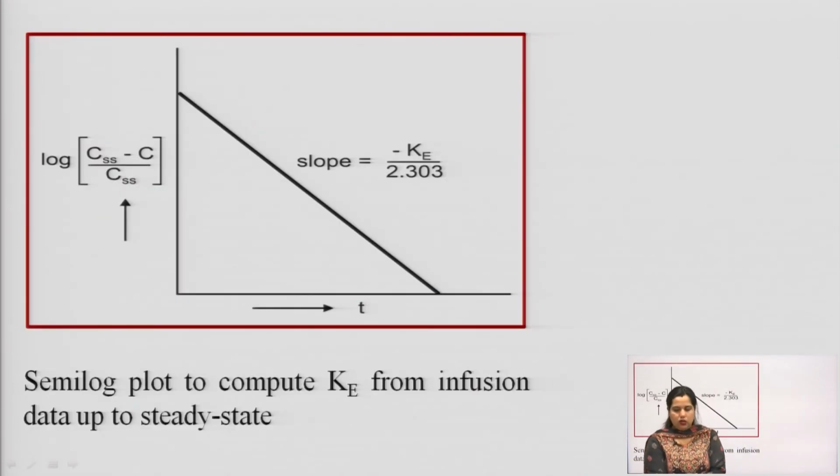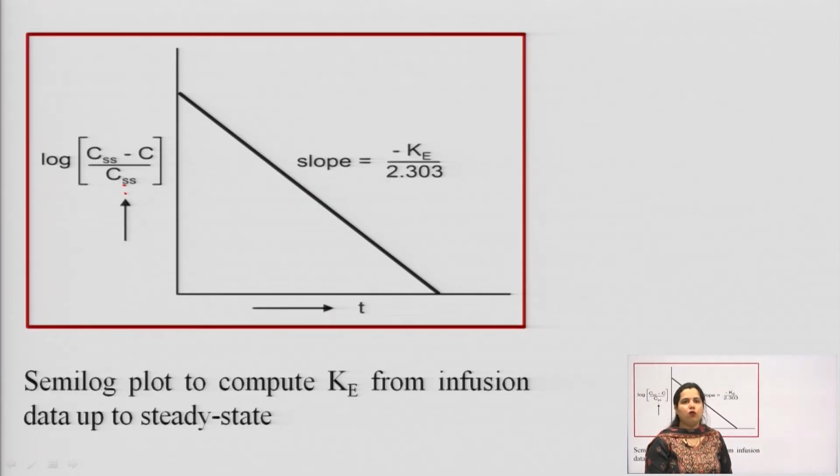divided by 2.303. So, this is how we can get the semi logarithmic plot and how we can plot these values in this semi log plot to compute K E from infusion data. K E is your elimination rate constant. So, this is how you put the log value of plasma concentration at steady state minus plasma concentration, divided by steady state concentration, and then you can have this slope value here against time t.